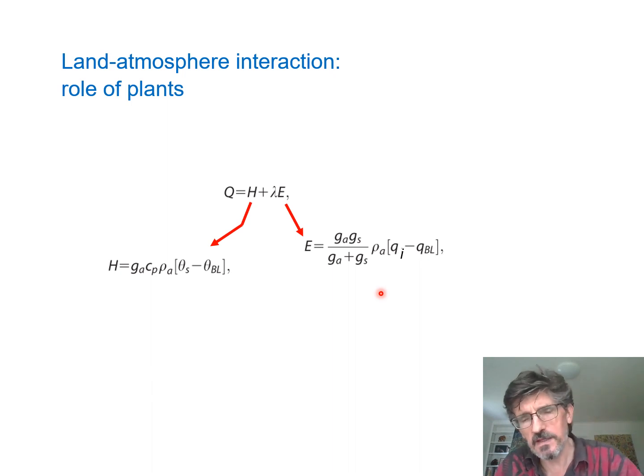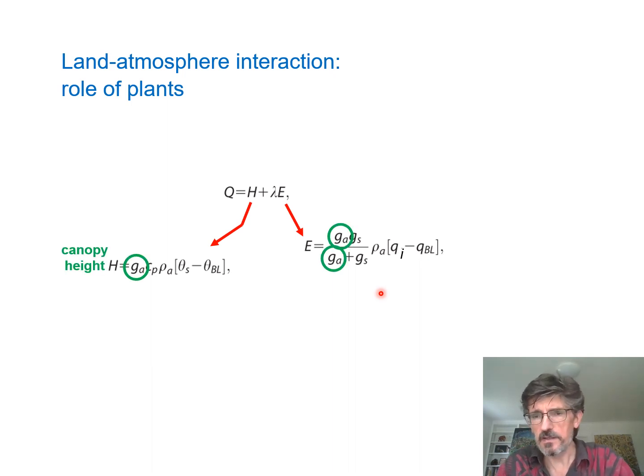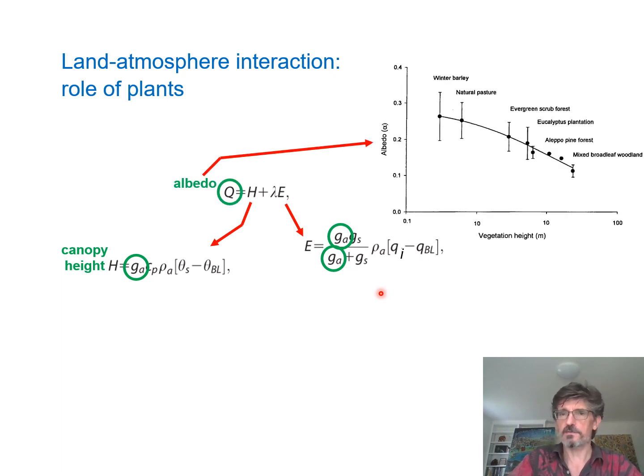So let's see inside this where the role of the ecohydrological processes of the plants and the soil controls are. We can see certainly in the atmospheric conductance, if you remember, that it depends on how turbulent the layer above the canopy is, and that depends on how rough the canopy is, which in turn depends on how tall the canopy is. So that part contains the canopy height. Depending on the vegetation, g_a will be different.